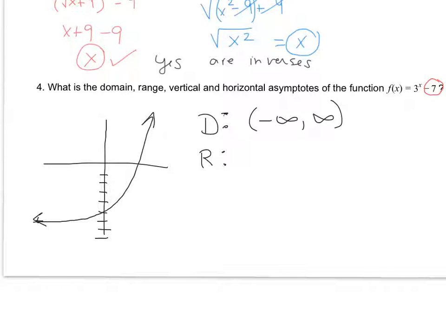Now the range is typically 0 to infinity, but you can see how this one is shifted down, so this one starts flattening out here at -7. So the range is actually -7 to infinity. And whatever this number is up here, that number you add or subtract, that's going to basically move your range up or down.